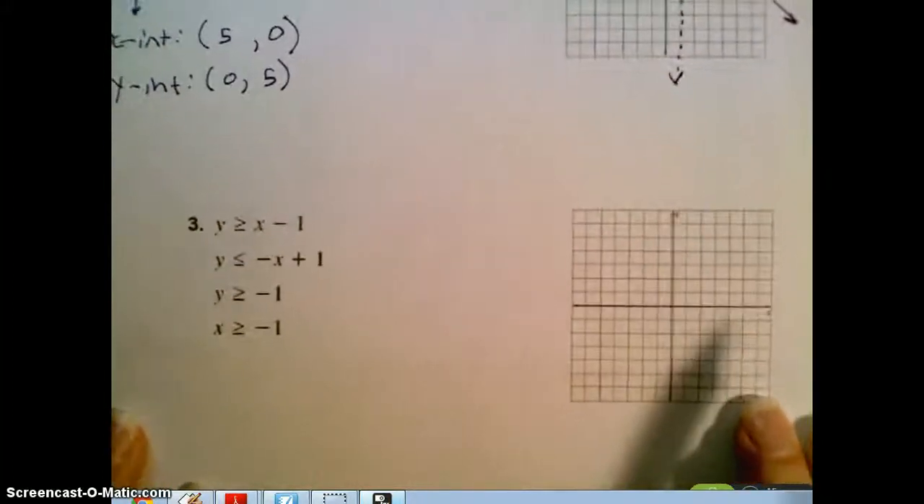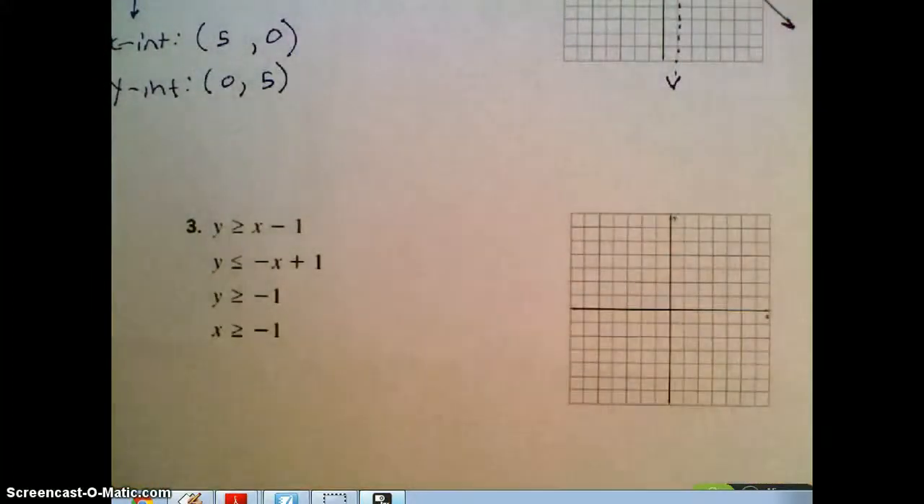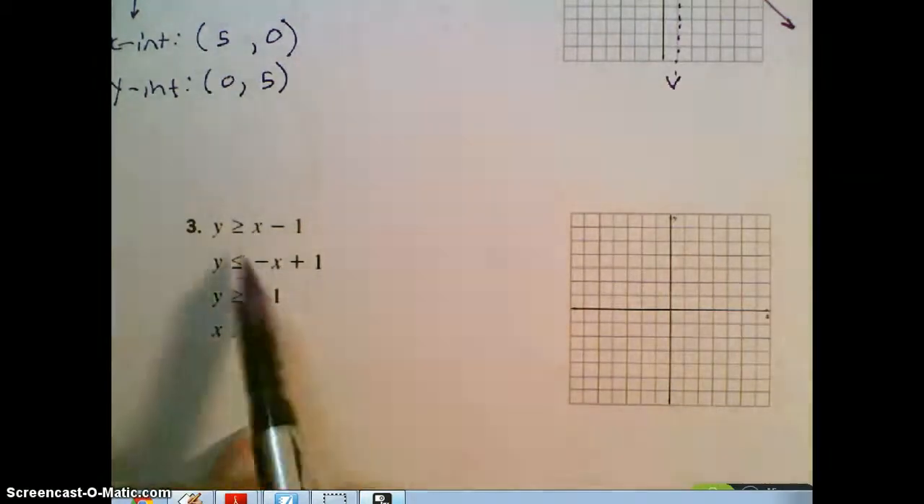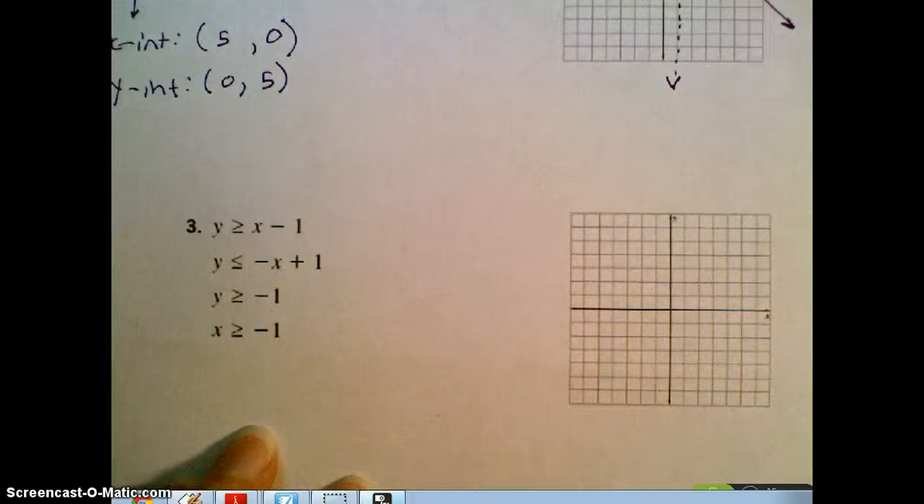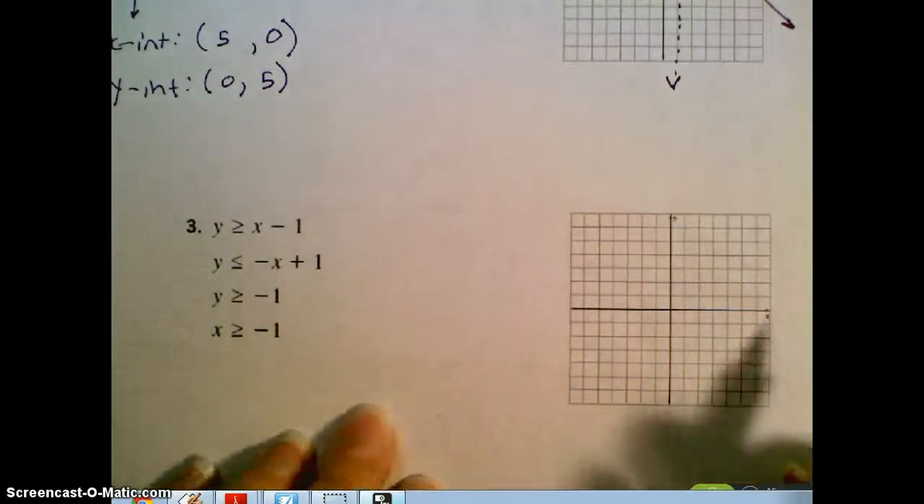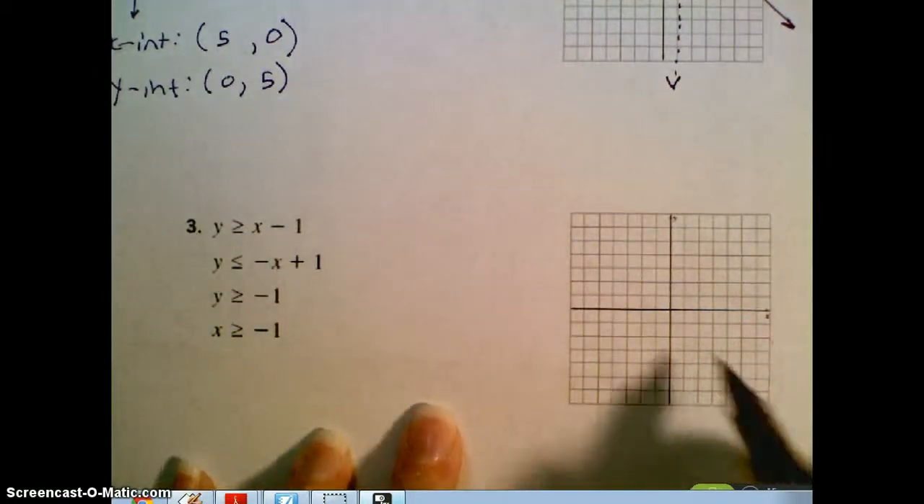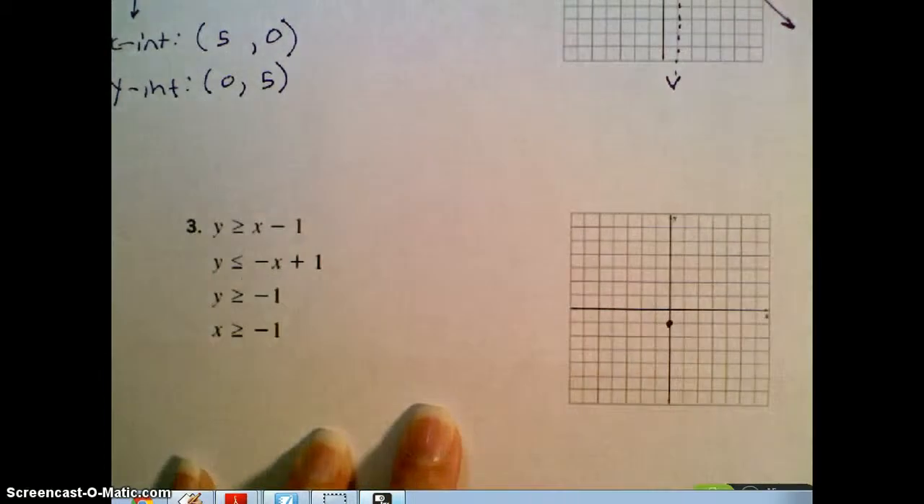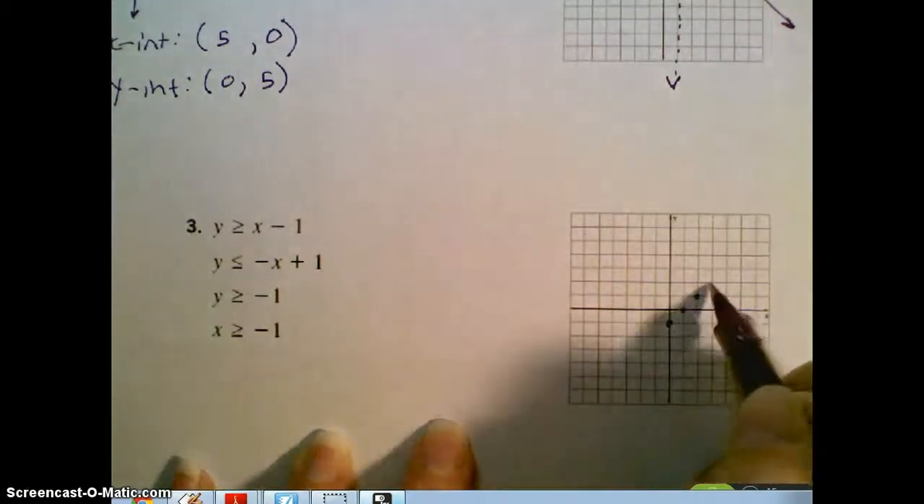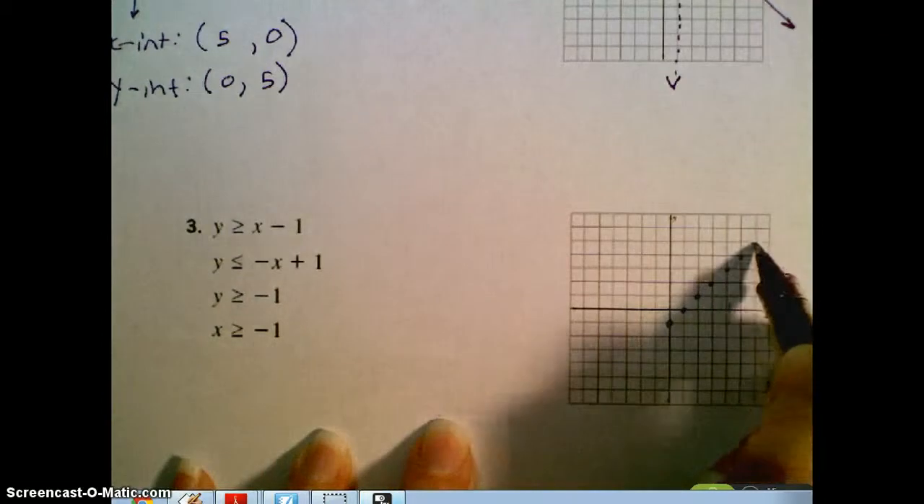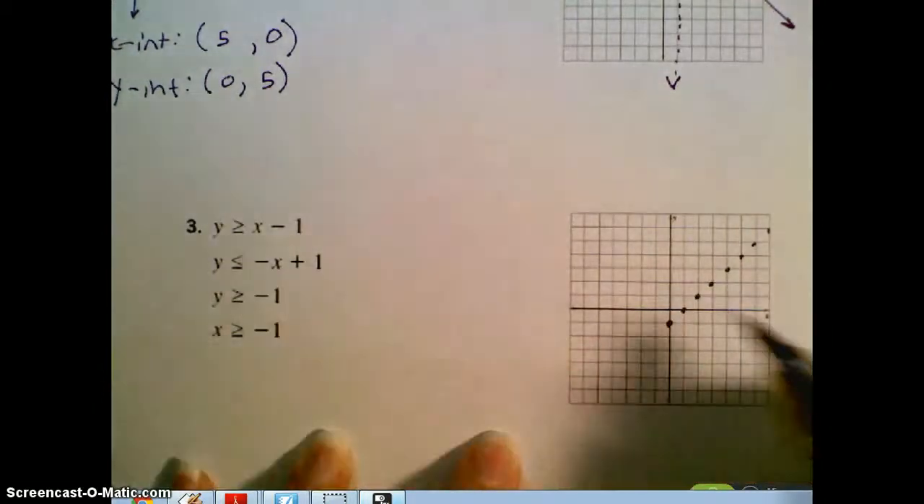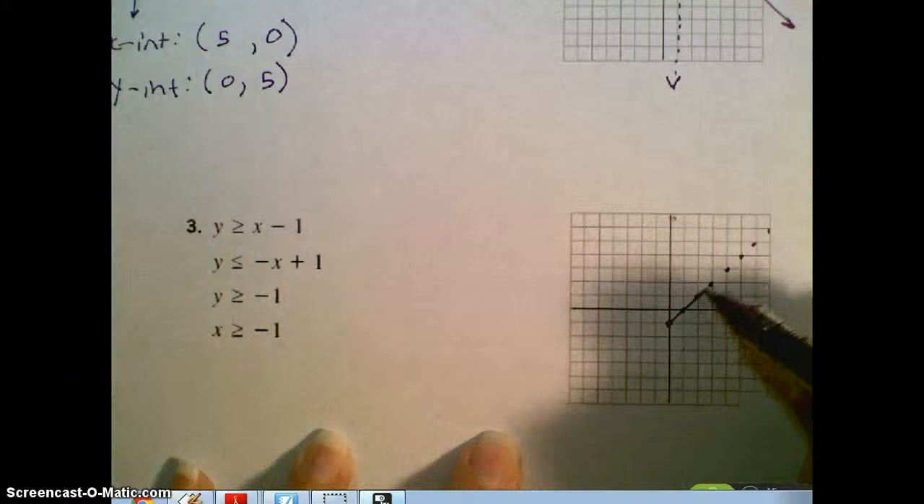Okay, we have time for one more. Let's look at number 3. We have 4 inequalities, and they're all in slope-intercept form. The first 2 are diagonal lines, and the last 2 are a horizontal or vertical line. Remember, if I see y and x, it's always going to be a diagonal. So I'm going to graph this line y equals x minus 1. So my starting point's -1. My move is 1 over 1, positive. And if I look at my inequality, it is also including. So this should be a solid line.